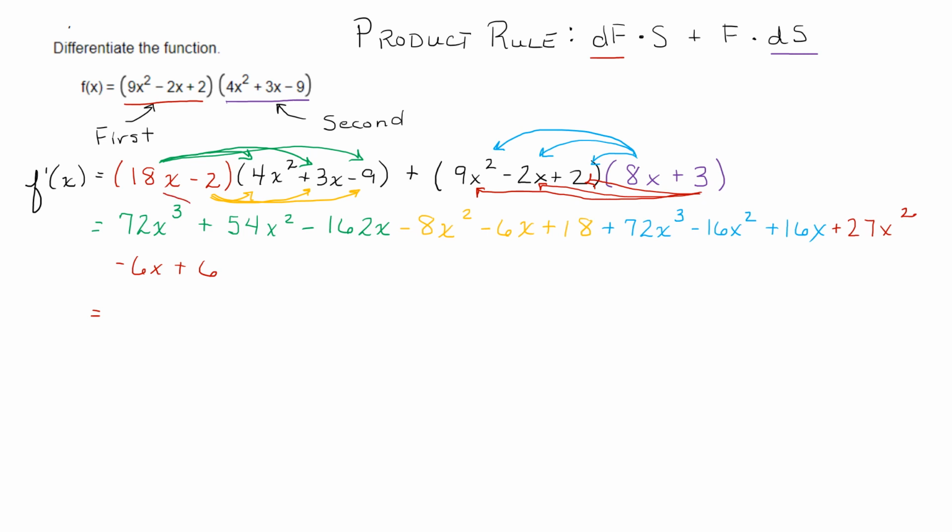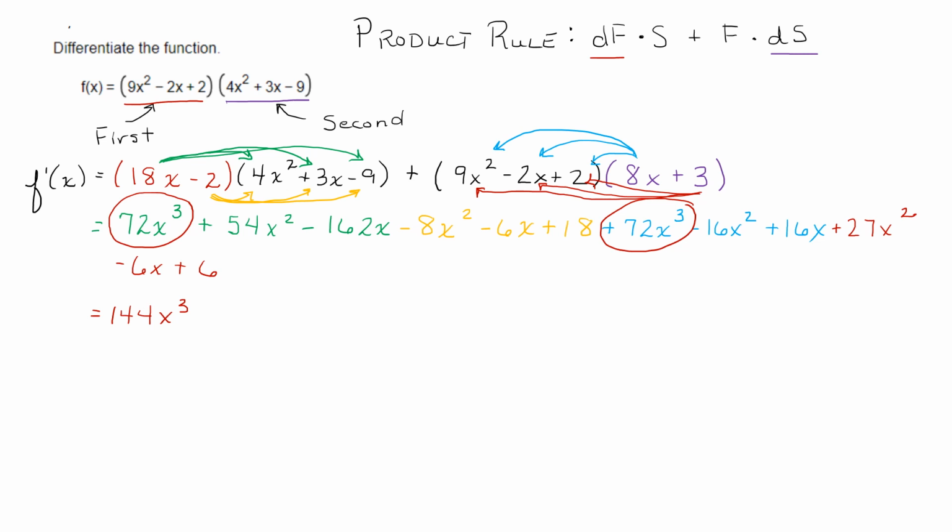So we'll have the 72x to the third. Look for another x to the third right here, 72x to the third. And 72 plus 72 will give me 144x to the third.